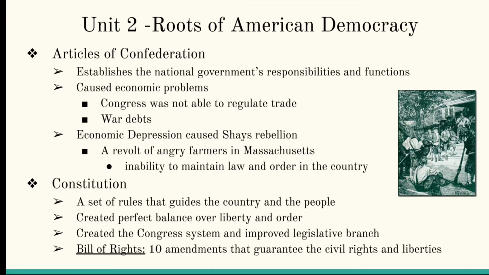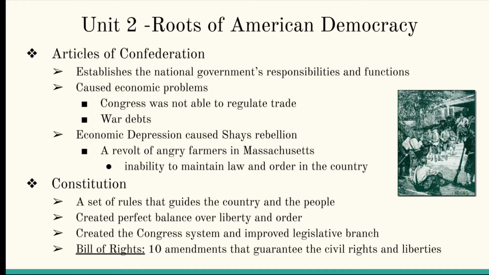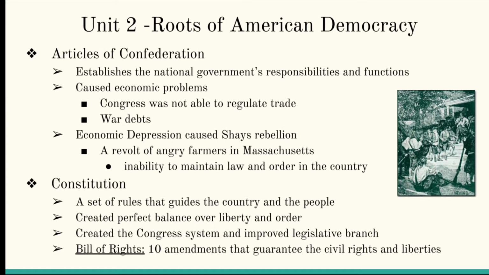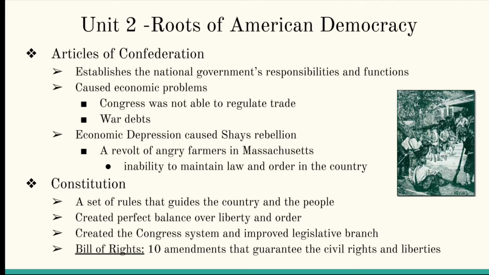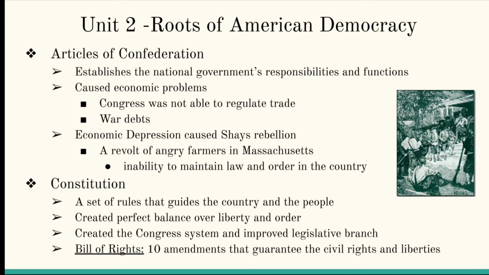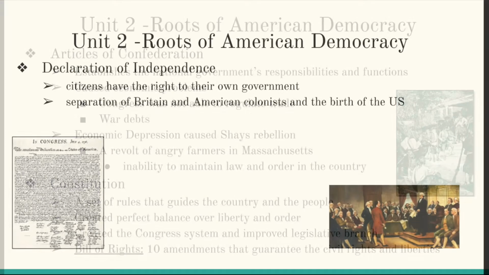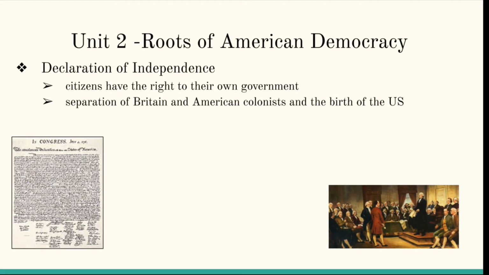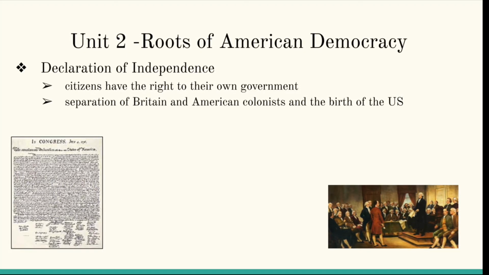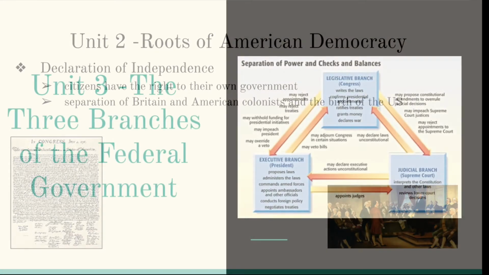After these rebellions were over, Alexander Hamilton created the convention to replace the Articles of Confederation with the Constitution in 1787. The Constitution is a set of rules that guides the country and the people. It also led to the creation of Congress and the improvement of the legislative branch. The Constitution is important to know because it explains the guidelines of our country and government today. The Declaration of Independence states that people have a say in government and marks the birth of the United States.